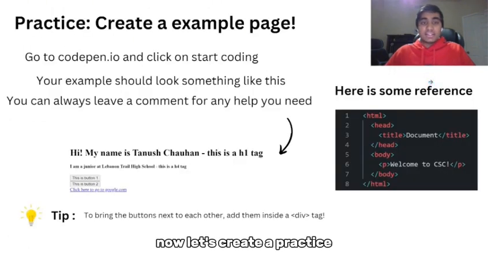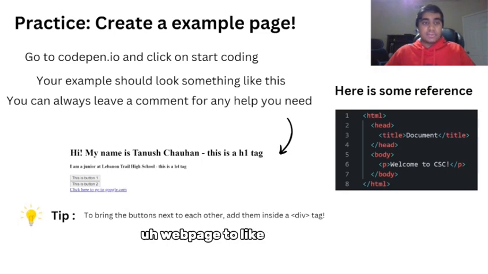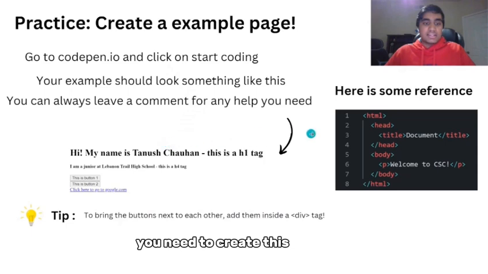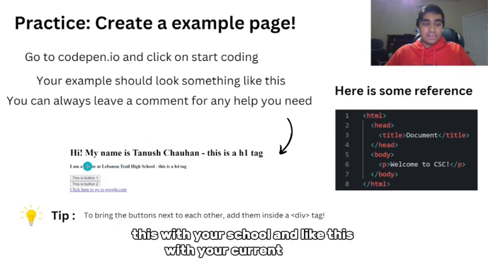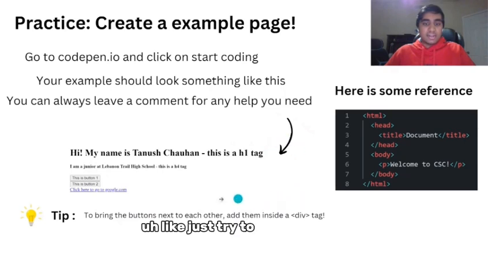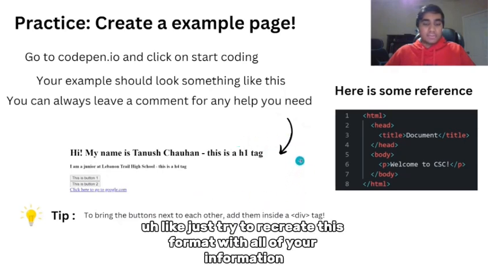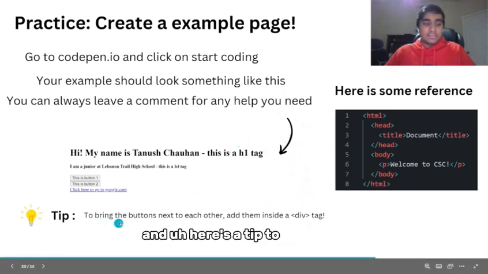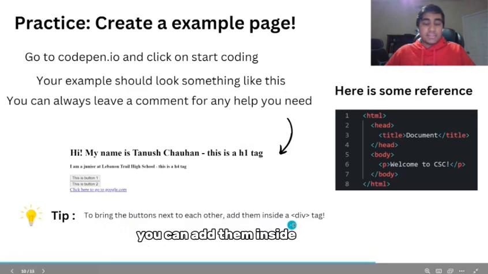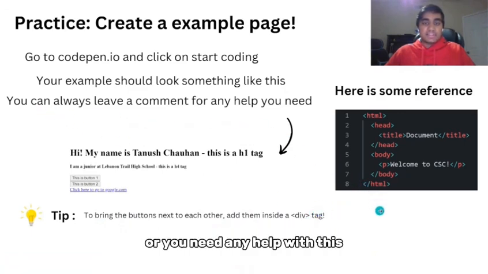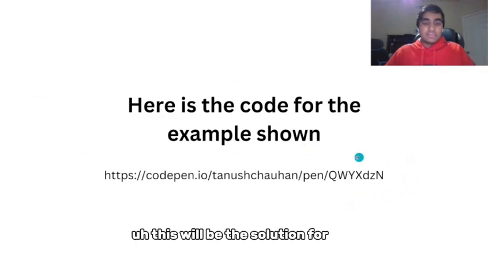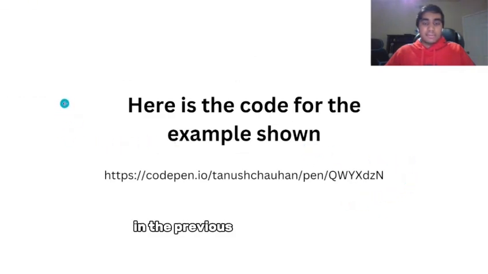Now let's create a practice web page to understand the concepts of HTML. Here's some reference. You need to create this web page. You can replace this area with your name, this with your school, and this with your current grade. Just try to recreate this format with all of your information. Here's a tip: to bring the buttons next to each other, you can add them inside a div tag. You can always leave a comment if you need any help with this. This will be the solution for the example that was shown in the previous slide.